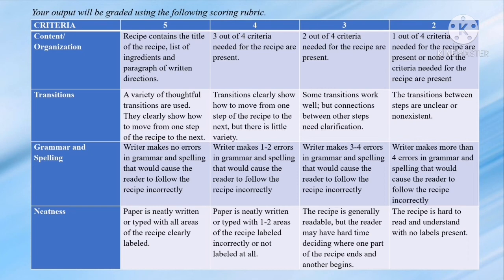Criteria: grammar and spelling. 5 points. Writer makes no errors in grammar and spelling that would cause the reader to follow the recipe incorrectly. 4 points. Writer makes 1 to 2 errors in grammar and spelling that would cause the reader to follow the recipe incorrectly. 3 points. Writer makes 3 to 4 errors in grammar and spelling that would cause the reader to follow the recipe incorrectly. 2 points. Writer makes more than 4 errors in grammar and spelling that would cause the reader to follow the recipe incorrectly.